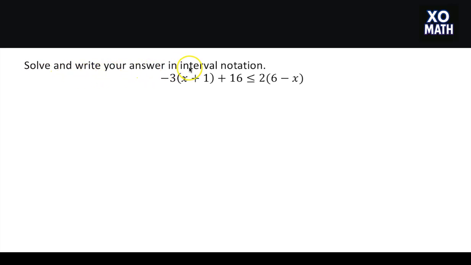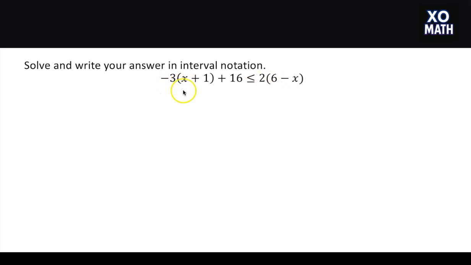Solve and write your answer in interval notation. So here we have -3 times the quantity x plus 1, plus 16, is less than or equal to 2 times the quantity 6 minus x. So we're going to start this process a lot like solving a linear equation, and there's just a little extra that we have to do at the end.